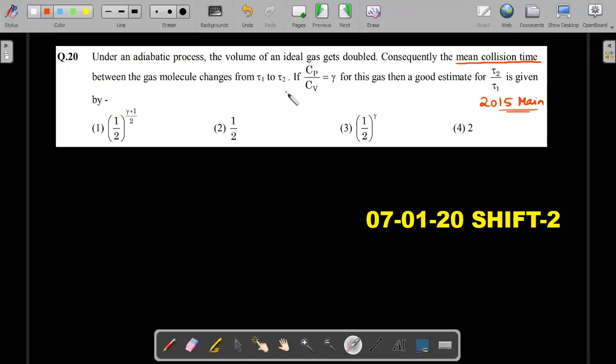Okay, right. So the question is all about, under an adiabatic process, the volume of an ideal gas gets doubled. Consequently, the mean collision time between gas molecules changes from tau1 to tau2. Mean collision time means the time duration between two successive collisions of molecules. Cp by Cv is gamma, and for this gas, a good estimate of tau2 by tau1, that is the ratio of those times, is given by. You get 4 options. Okay, right?